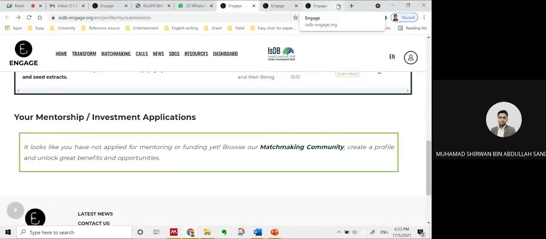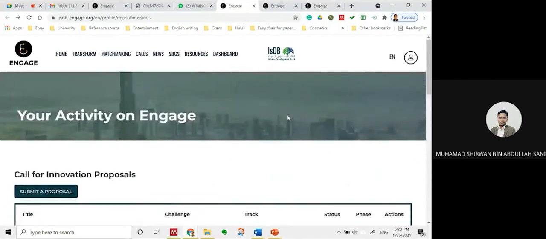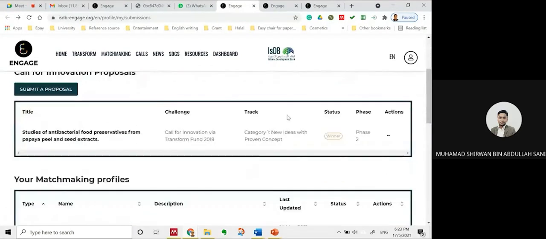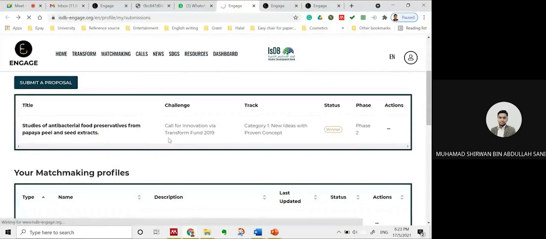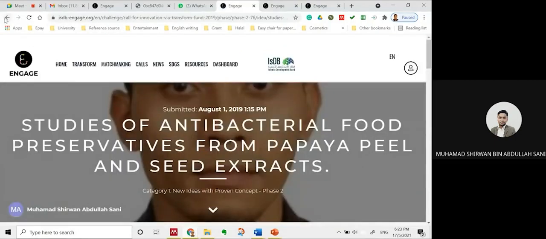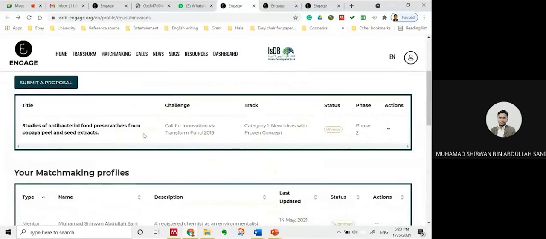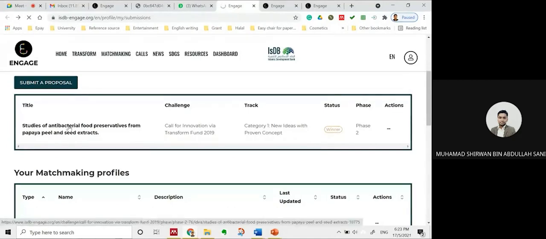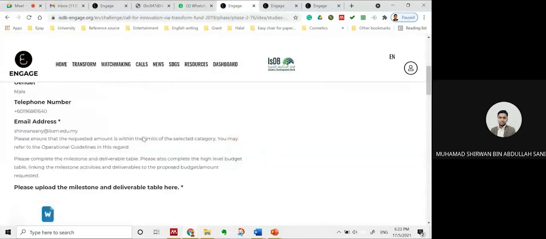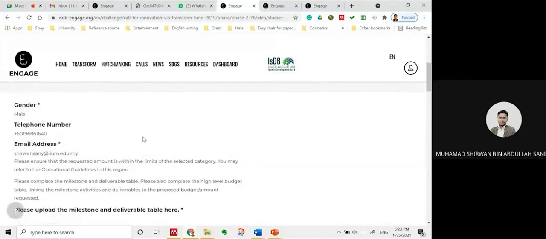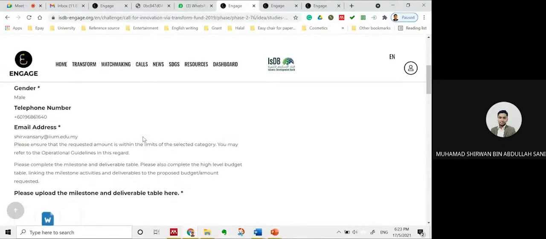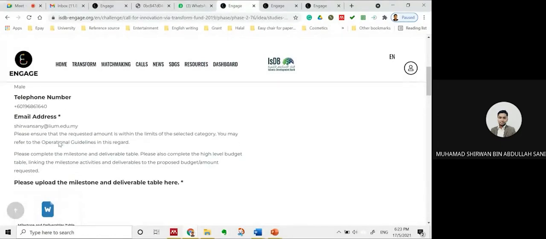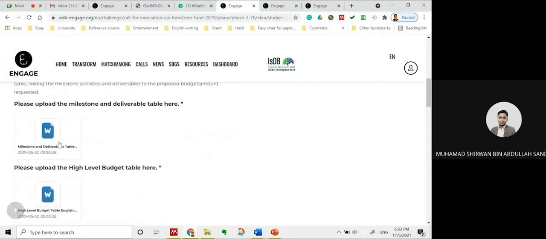Okay, so this is my desktop for the ISDB. So this is my proposal. You can see, inshallah, if you become the winner, you will get the status winner here, and then this is the proposal. So you have to fill in information, like Dr. Nabila said. When you fill in the information in the portal, they will capture information, such as your phone number, email address, and this is the KPI table.